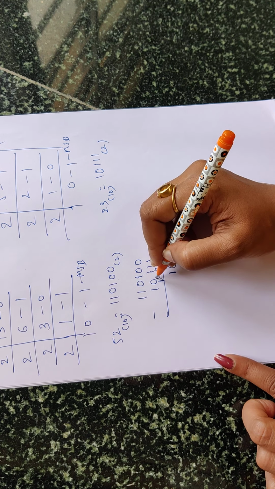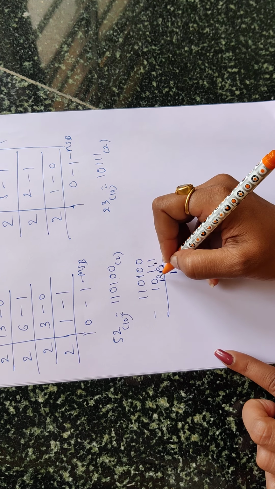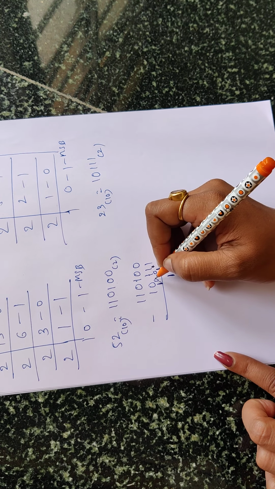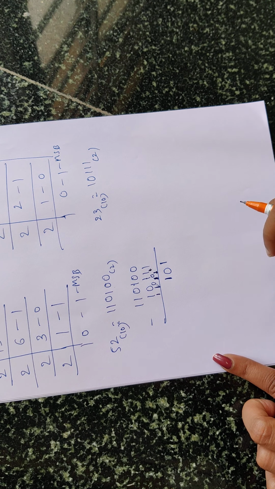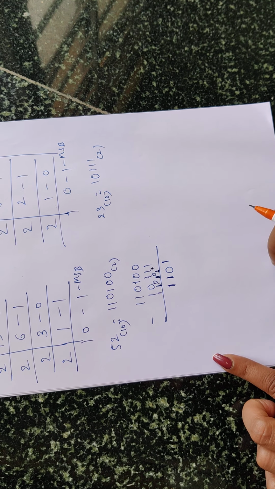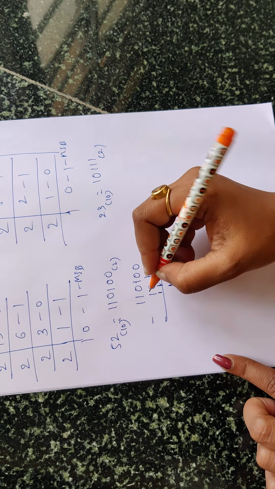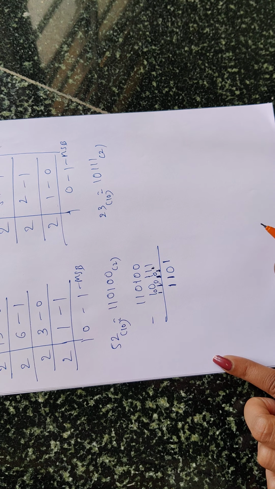0 minus 0, difference is 0. Now 0 minus 1. Can we subtract 1 from 0? No, it is not possible. So we'll take again one more borrow from here, and your difference will be 1. Now to the next point. 1 minus 1, 0 is your difference.